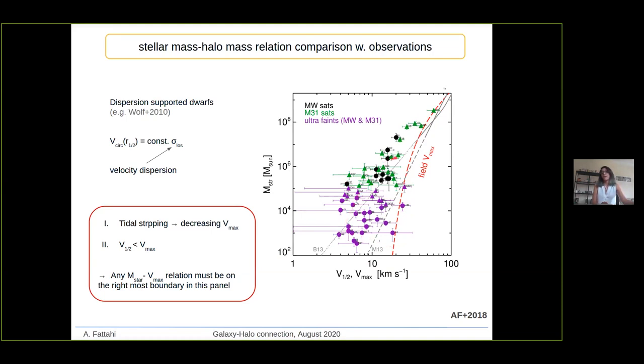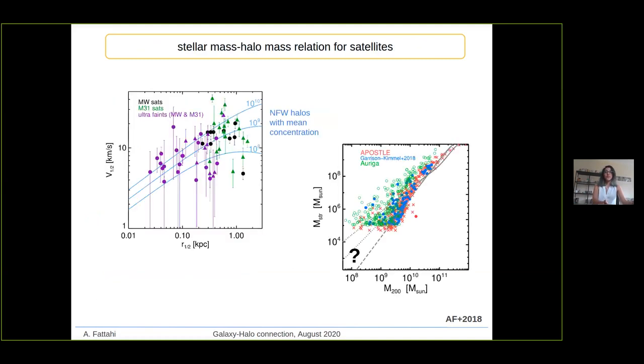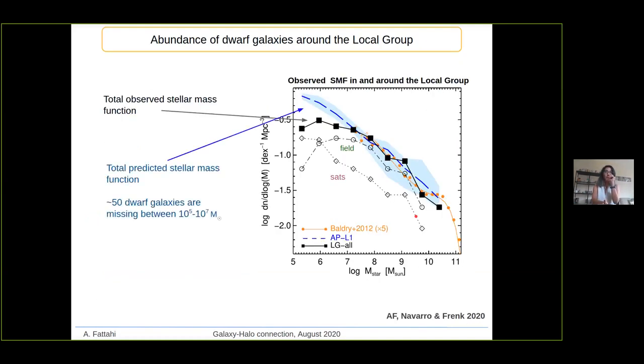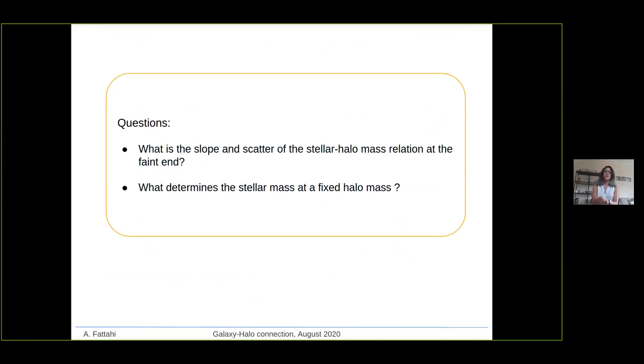Basically, if your stellar mass, halo mass relation in the field follows something like Behroozi, we cannot explain the galaxies that have this high velocity. I'm just going to end here, and mention my conclusion or the questions that we should still understand. What is the slope and scatter of the stellar mass, halo mass relation at the faint end? And even when we know the slope and scatter, what determines the stellar mass at a fixed halo mass? I stop here and give this to Coral. Thank you.